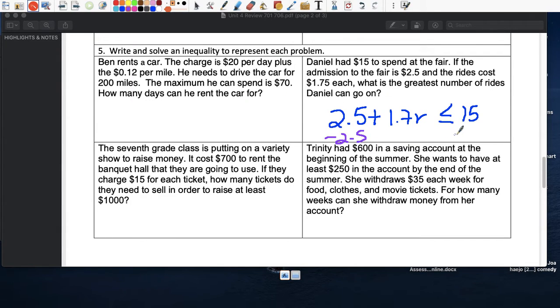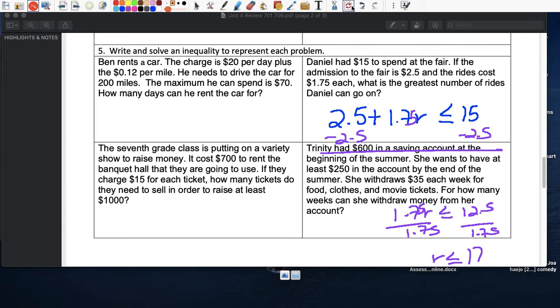Minus 2.5, minus 2.5. We're going to get 1.75R less or equal to 12.5. Divide by 1.75, and the number of rides he can go on is 7.14, right? So now notice something, guys.